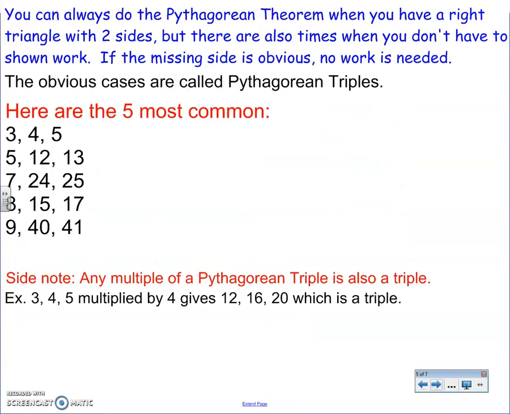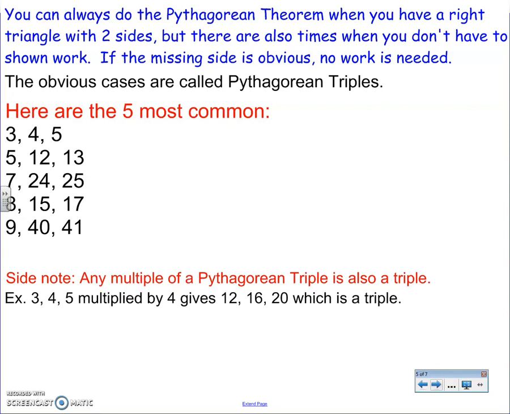Alright, you can always do the Pythagorean theorem when you have a right triangle with two known sides. But there are times where you don't have to do work. If the missing side is obvious, no work is needed. The obvious cases are called Pythagorean triples, and these are really good to learn. Here are the 5 most common.